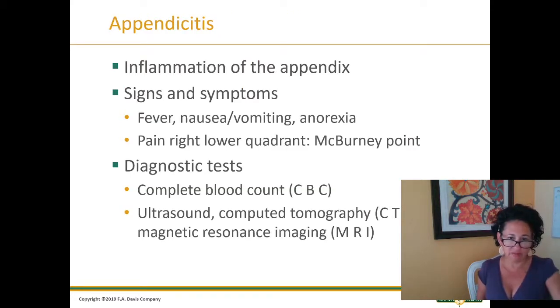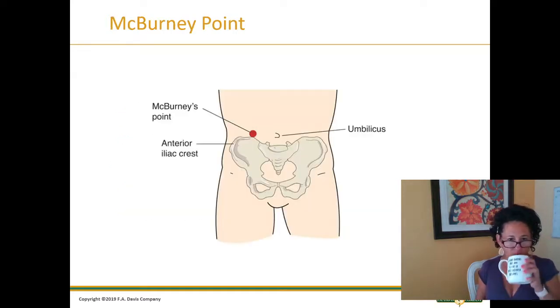Appendicitis, okay, inflammation of the appendix. We see this commonly as well. Fever, nausea, vomiting, anorexia. This is a very distinct right lower quadrant pain in the abdomen that they will identify as their pain source, McBurney Point, that can give you a good indication that it's a possible appendicitis. What are we going to do? CBCs, ultrasounds, CTs, MRIs, all of those are going to give us pictures.